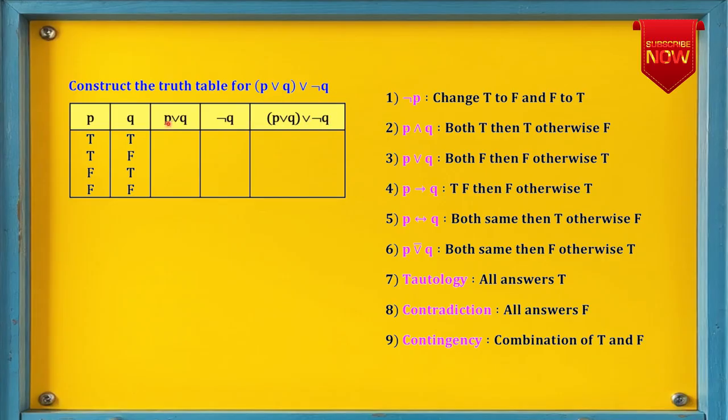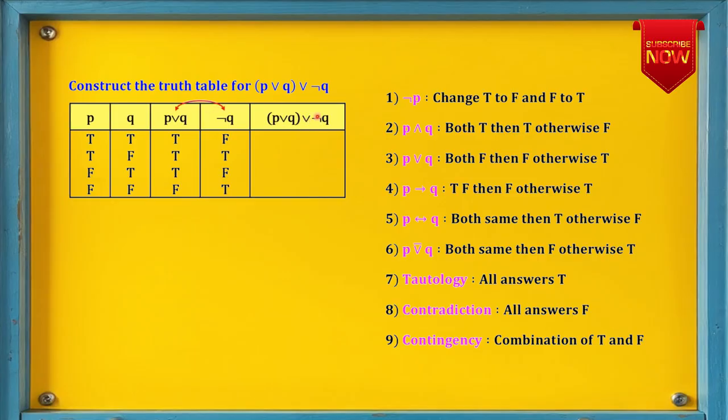P or Q. That means both false, then answer false, otherwise true. So check whether we have both false. Only in the last row we have both false. For that the answer is false, otherwise true. So all other answers true, next column not Q. So see the statement Q change T to F. F to T, so T to F. Second F to T. Third, T to F. Fourth, F to T. Now these two we have to connect using OR.